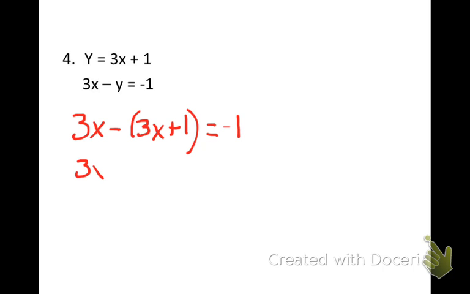So we're really distributing a negative 1, so it becomes minus 3x. And then distributing here, it becomes minus 1 equals negative 1. 3x minus 3x is gone. We get the statement negative 1 equals negative 1. So our variable disappeared, and we get a true statement.